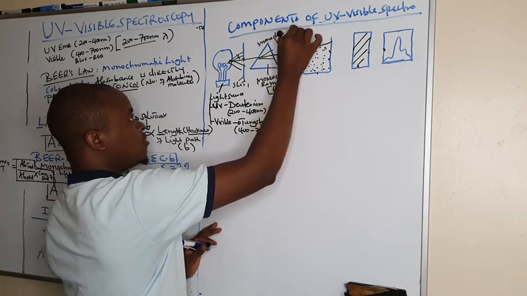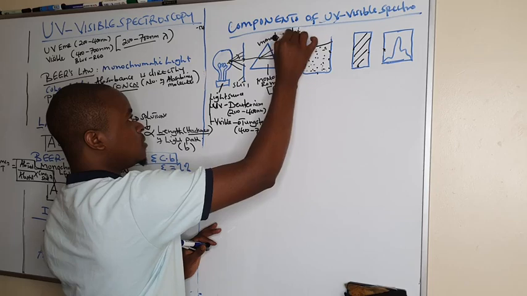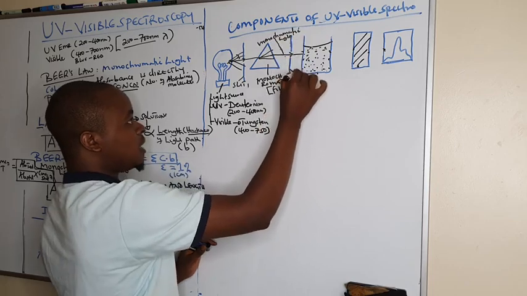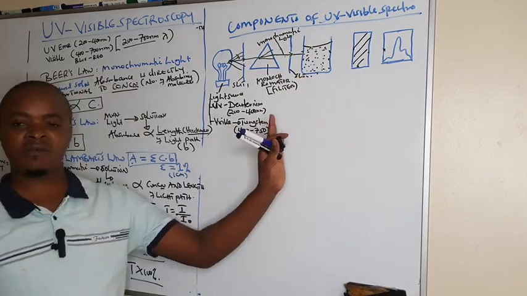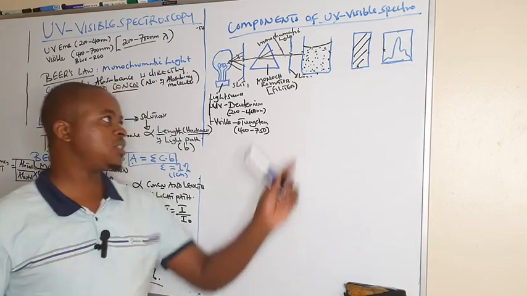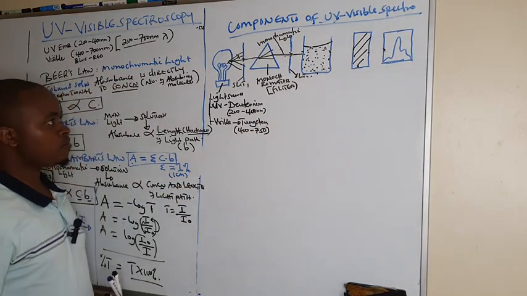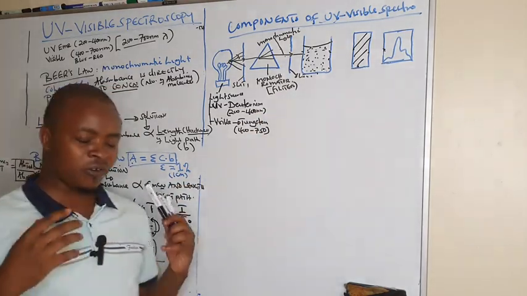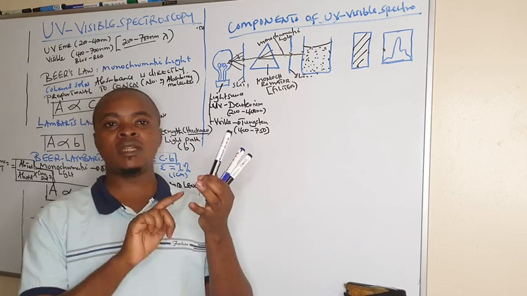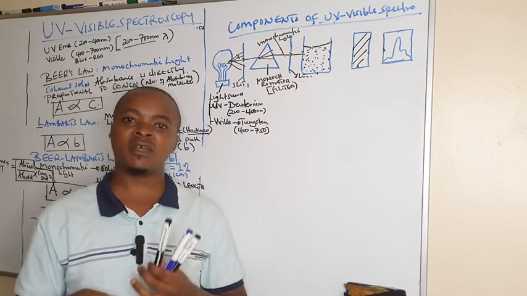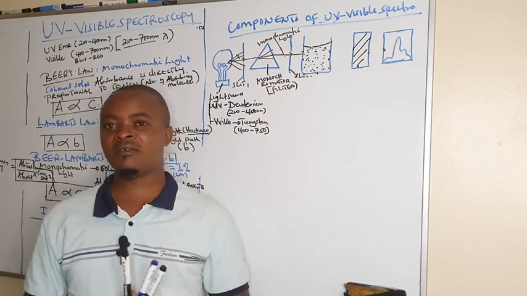This is a monochromatic light. This monochromatic light is going to pass through slit 2, and the function of the slit is to prevent stray light from reaching the sample. So in summary, the function of a monochromator is to only select and transmit light of desired wavelength.